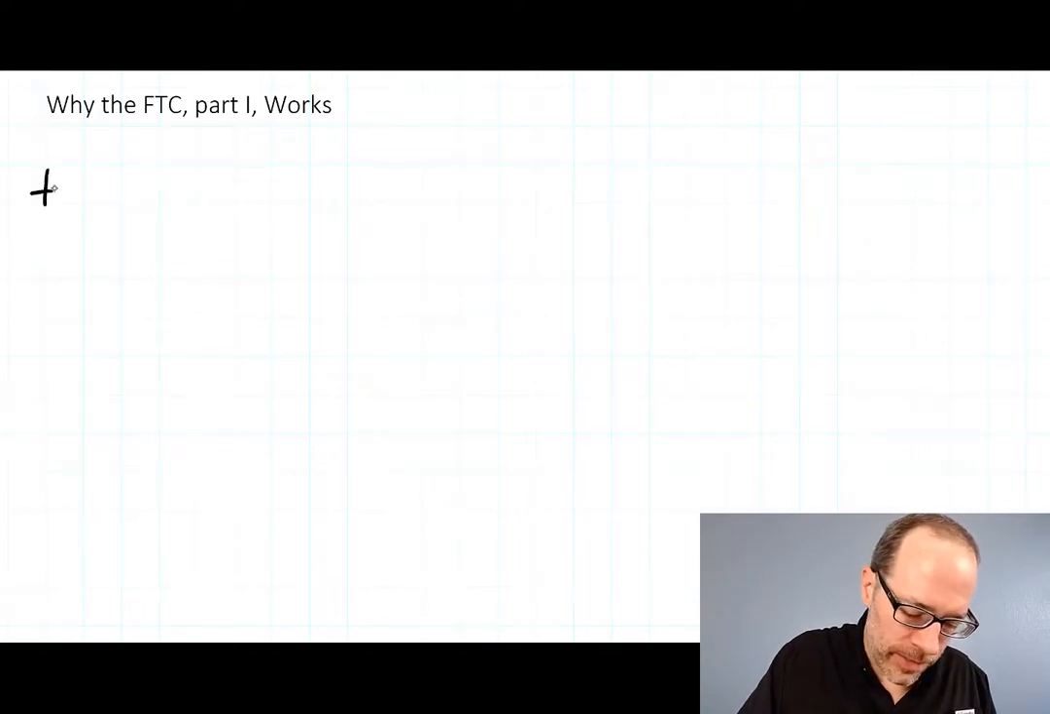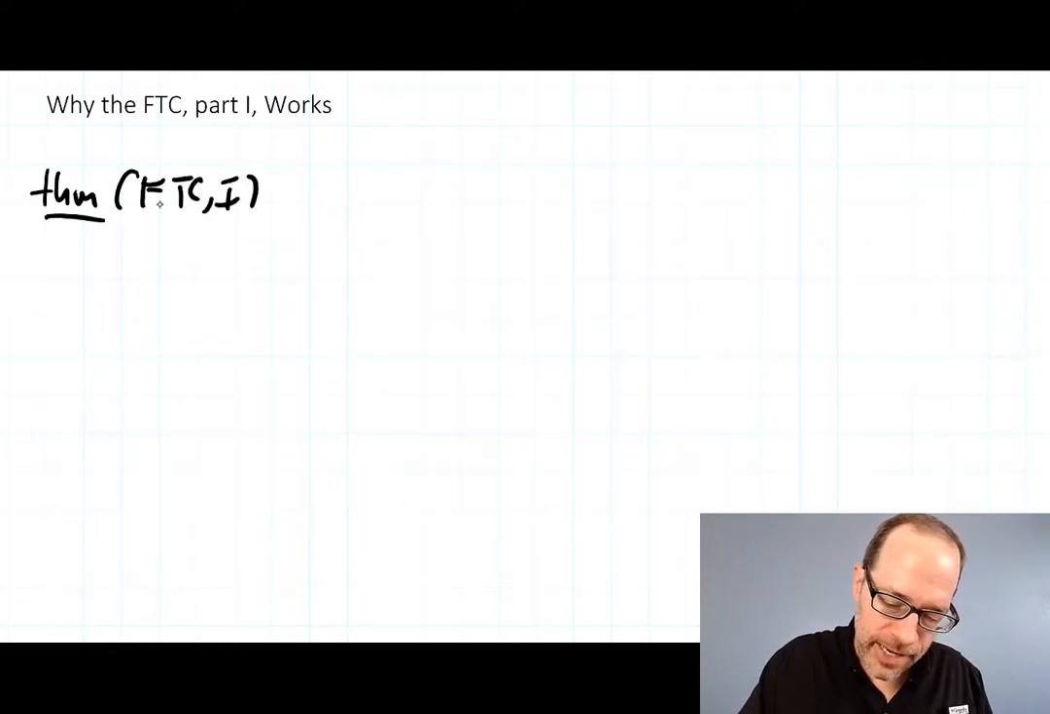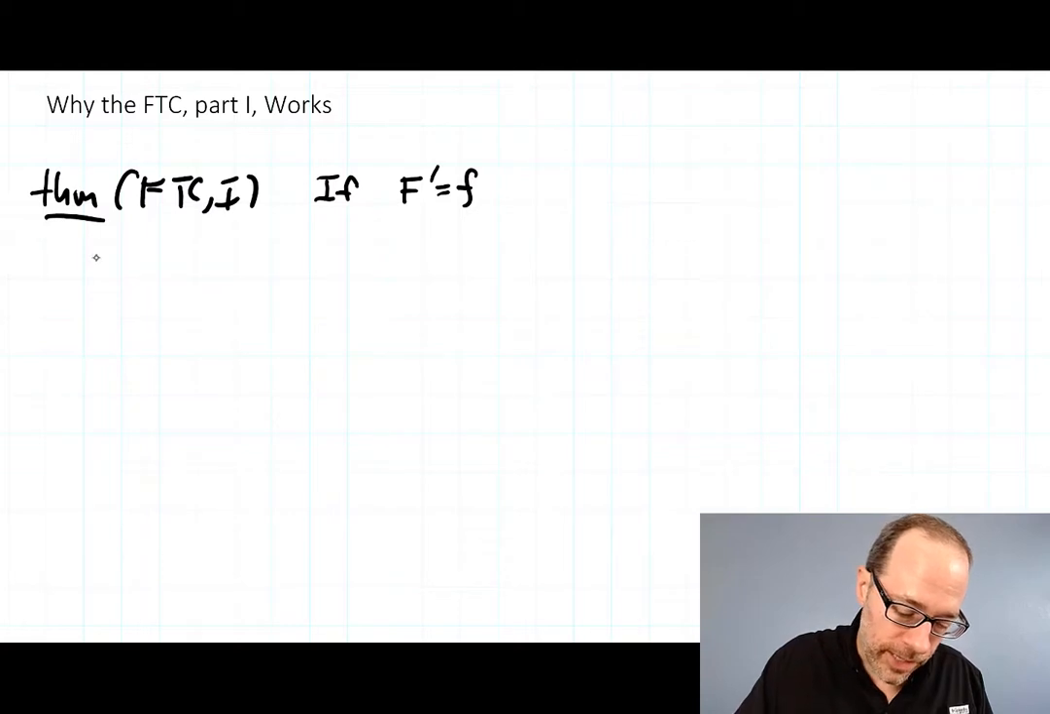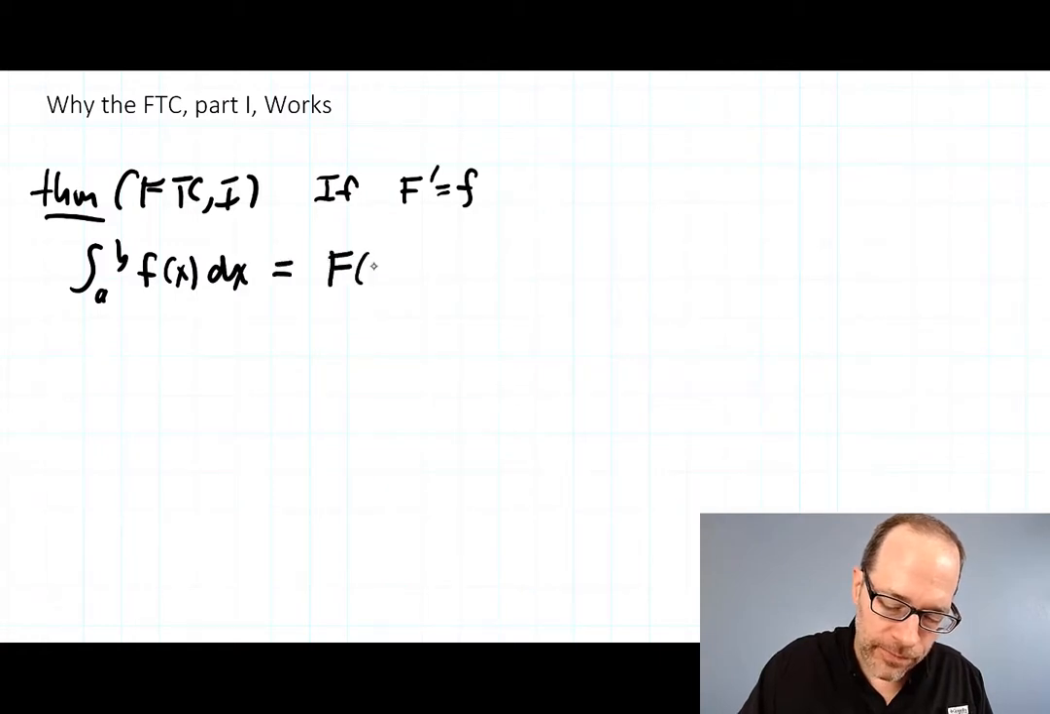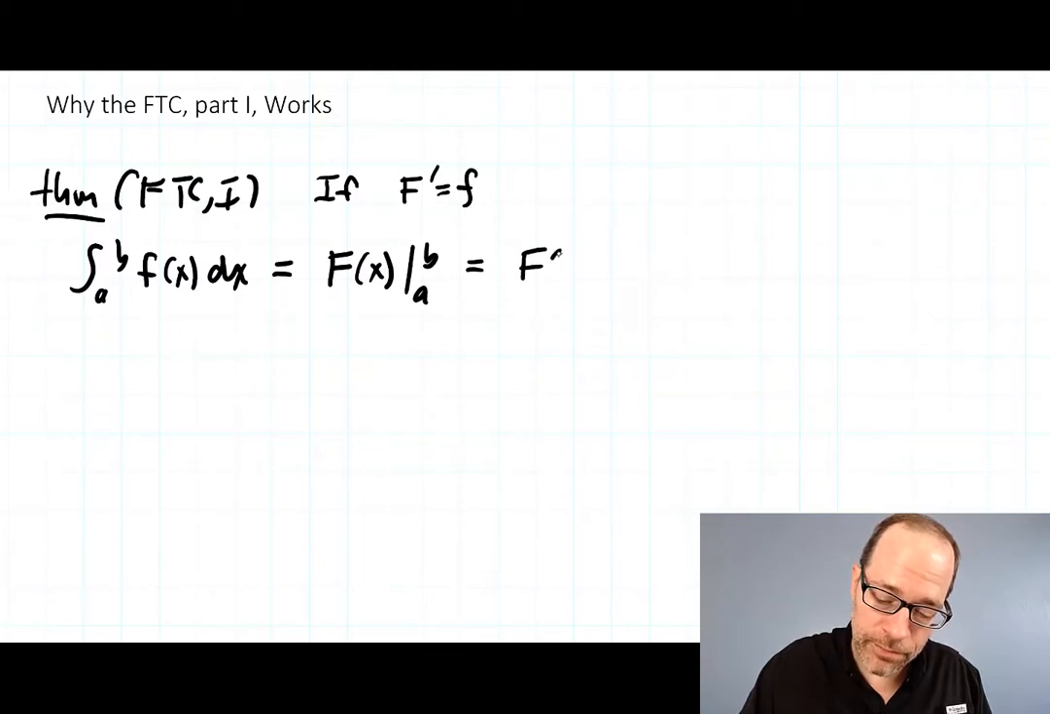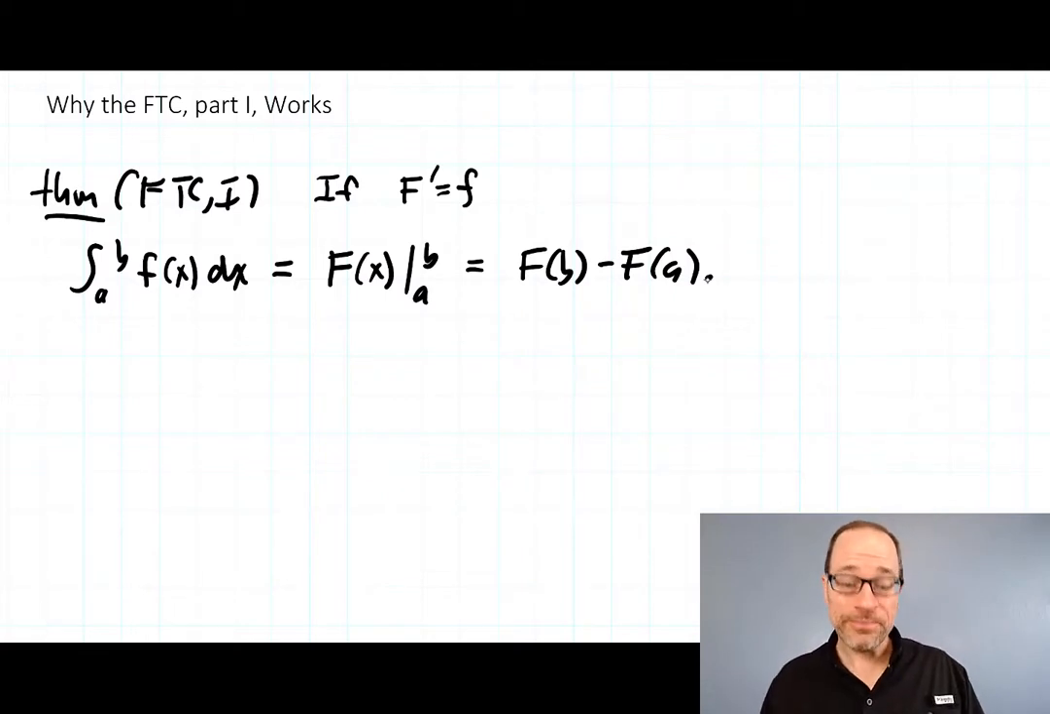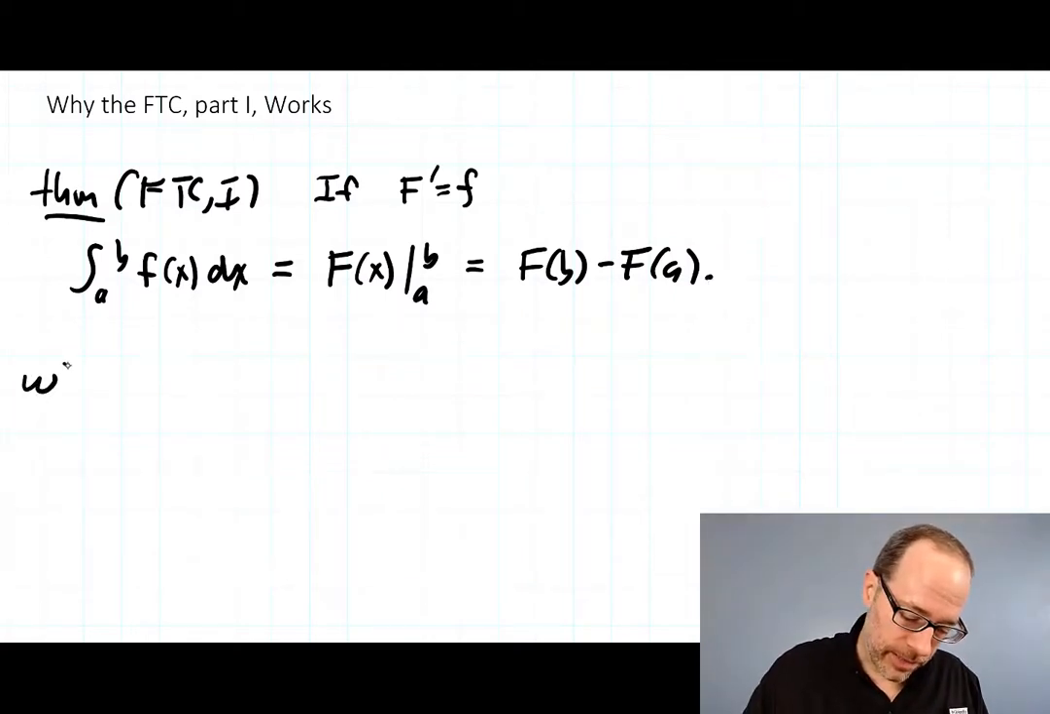So remember, the fundamental theorem of calculus, part 1, just said that if capital F was an antiderivative of little f, so F prime is little f, then the integral from a to b of little f dx was just capital F evaluated from a to b, and remember that was notation for F of b minus F of a. And we'd like to know why that's true. Okay? All right, so here's why.